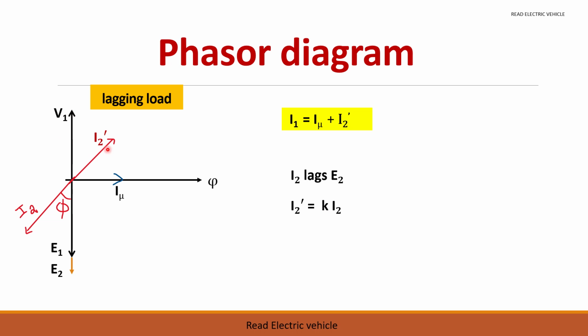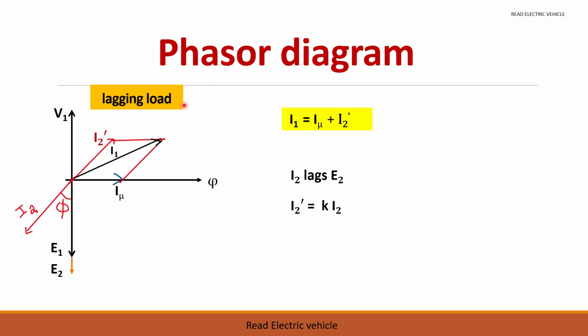Now we got I2 dash and I mu. The resultant is I1. So let me draw the parallelogram. You find the resultant one. This is I1. So the primary current I1 also lags the voltage by some angle. So this is the phasor diagram for a lagging load.